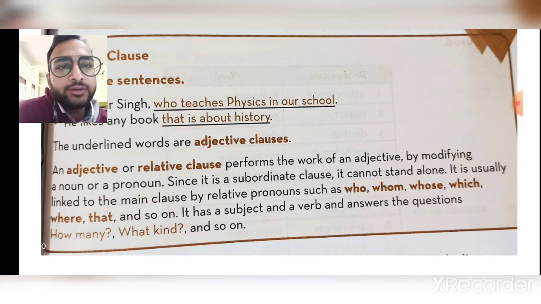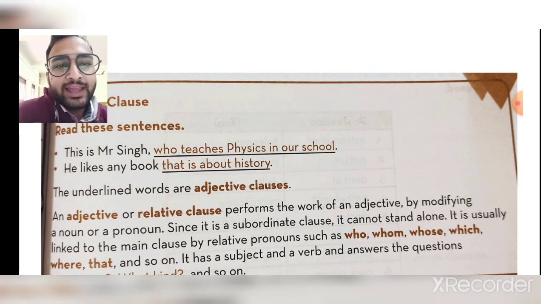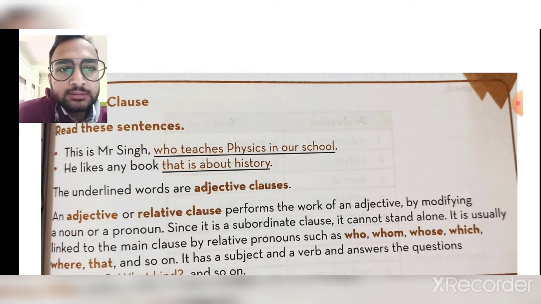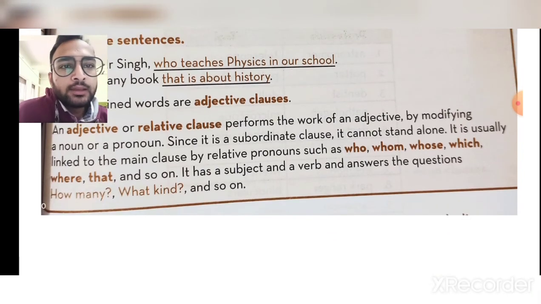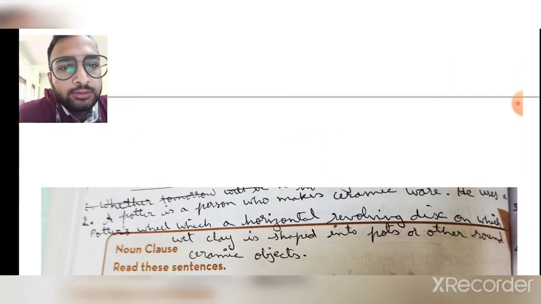So here you can see the subordinate clause, that is about history. It cannot stand alone as a sentence because it is connected to the main clause. He likes any book is the main clause. This is Mr. Singh, who teaches physics in our school. You can see that we can't say just the subordinate clause, who teaches physics in our school. That doesn't make meaning. But when we link it to a main clause, it makes sense. It has a subject and a verb and answers the questions how many, what kind, and so on.